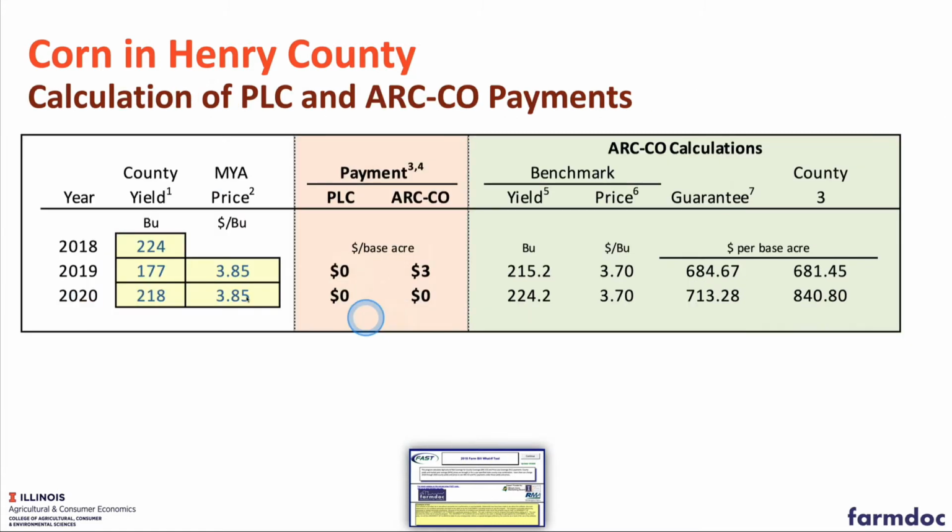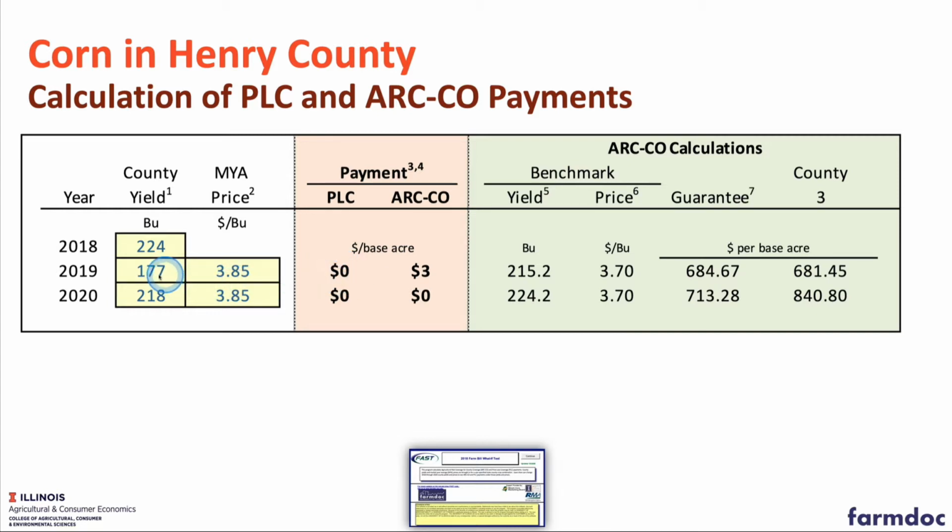If we're doing Henry County with a 177 bushel yield for 2019 and a 385 market year average price, we get our county payment of $3 per acre. We set this at 177 just so that it triggers a payment. If you have 178, there will be zero payment. We do not get a PLC payment at 385.